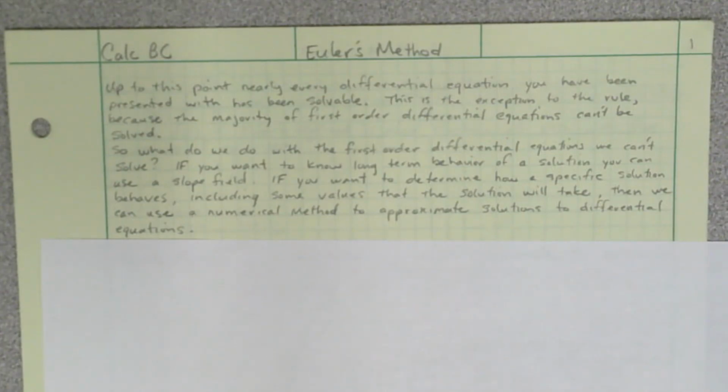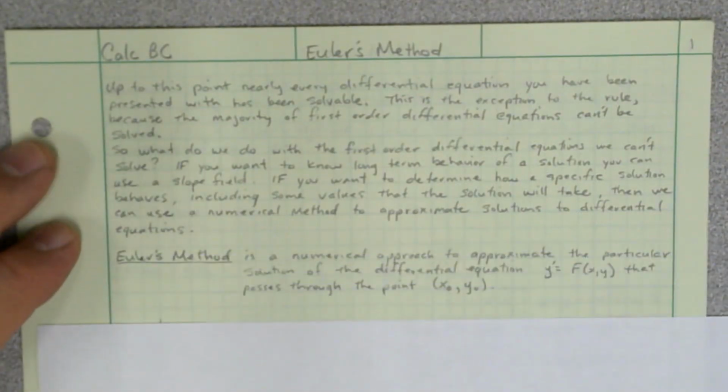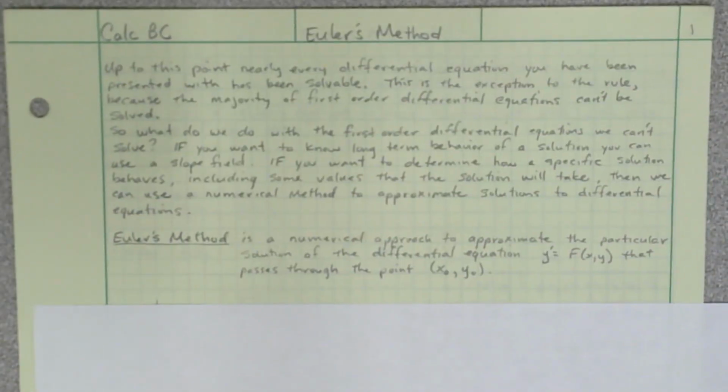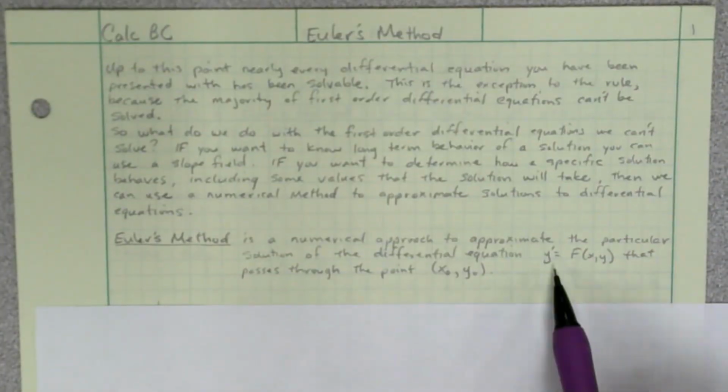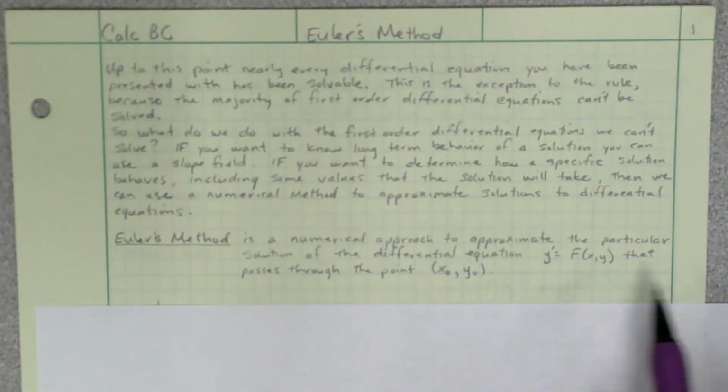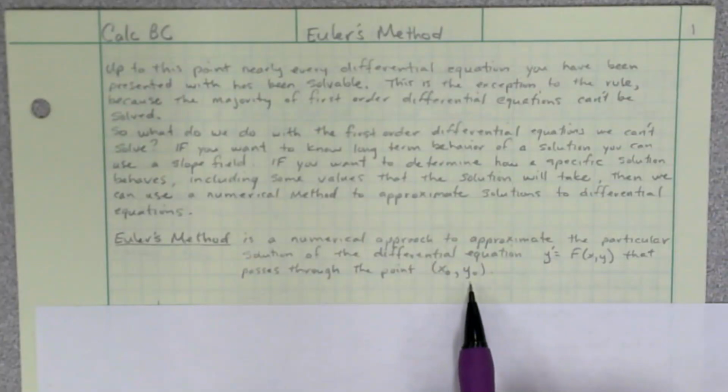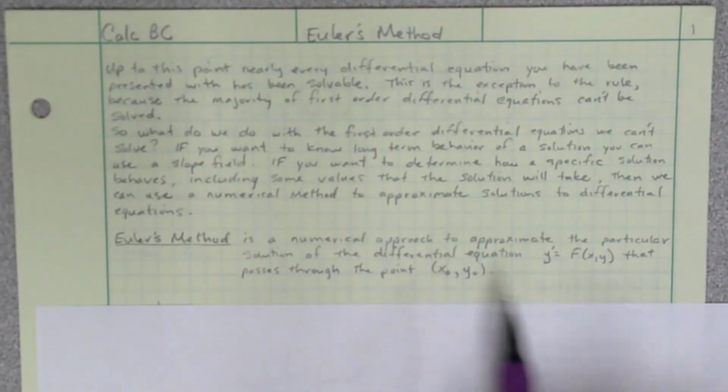If you want to know the long-term behavior of a solution, you can use a slope field. And if you want to determine how a specific solution behaves, including some values that the solution will take, then we can use a numerical method to approximate solutions to differential equations, and this is Euler's method. Euler's method is a numerical approach to approximate the particular solution of the differential equation y prime equals some function of x and y that passes through an initial point. So this would be the point of tangency right here.